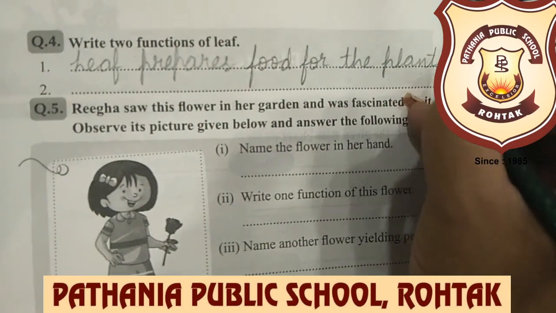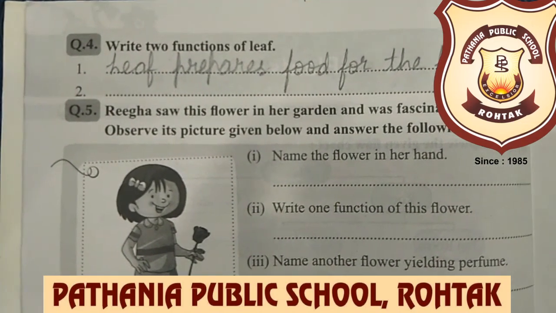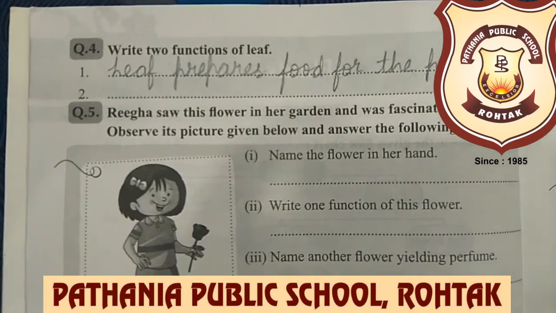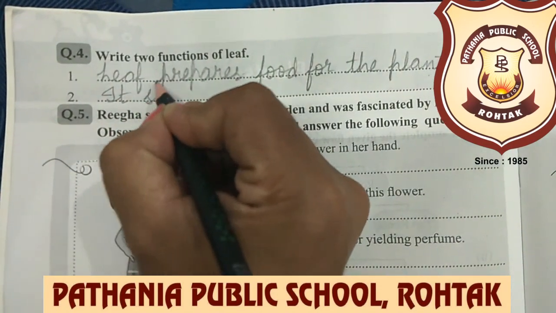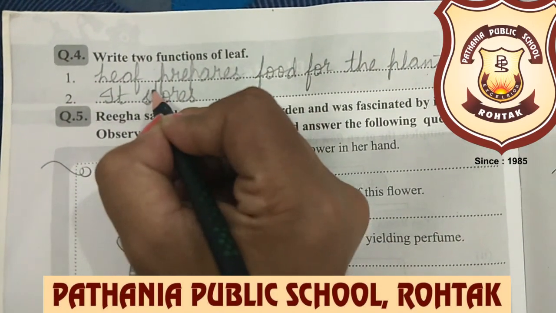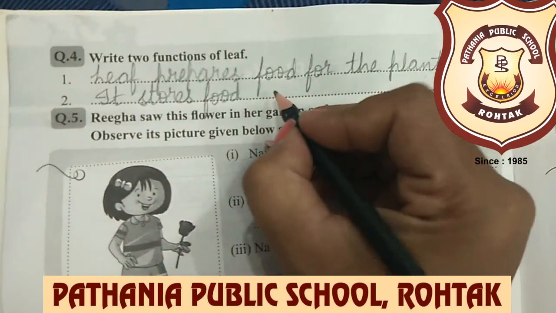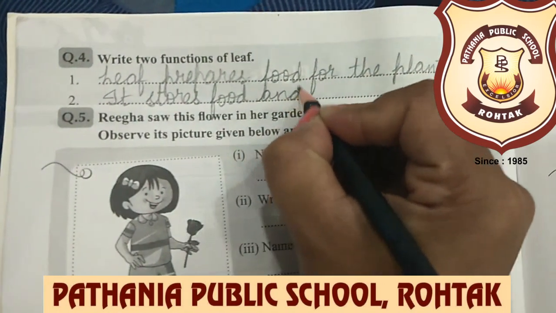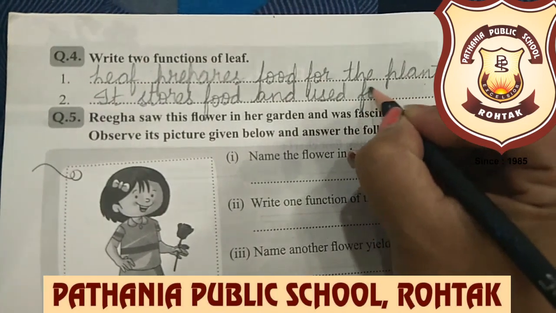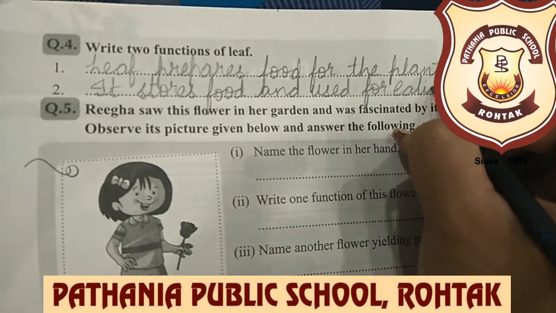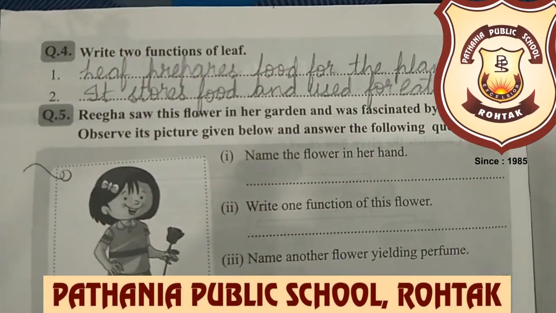And we know some leaves become thick and fleshy and they store food and they are used for eating also. So we will write it: stores food and used for eating. It stores food and used for eating.